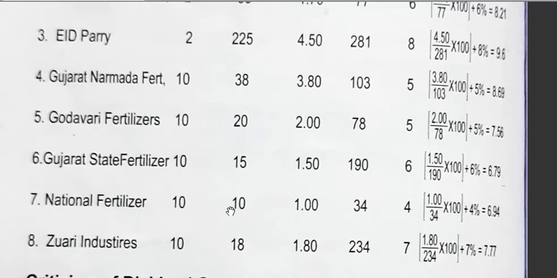National Fertilizers, 10 into 10% is 1 rupee. 1 divided by 34 into 100 plus 4%, you will get 6.94%. Zuari Industries, 10 into 18%, you will get 1.80. 1.80 divided by 234 into 100, plus 7%, you will get 7.77. So these are the answers you will get when you calculate. It is easy. All the values will be given in the problem. Dividend per share you have to calculate, and we use the formula and calculate.